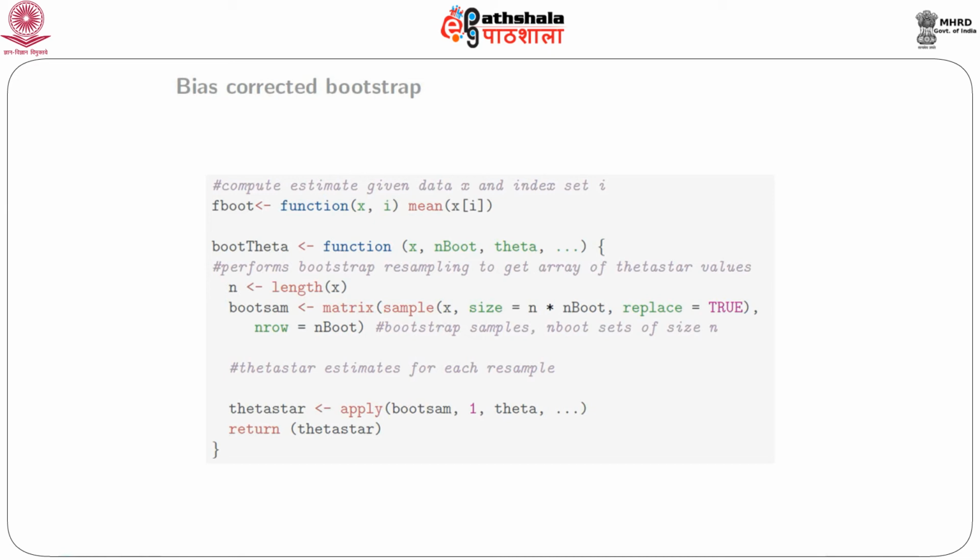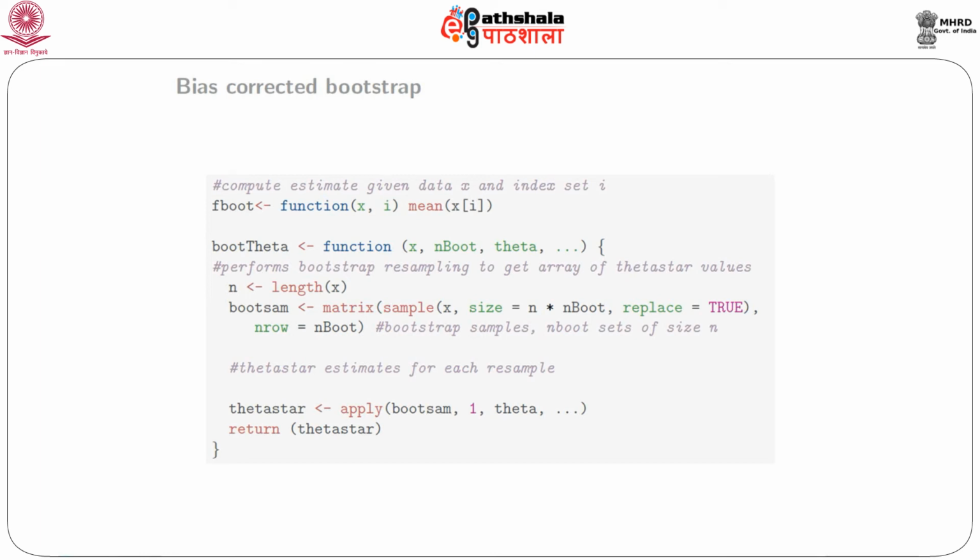For the bias corrected bootstrap, we define a function called f boot. Now, f boot computes the estimate given data x and index set i. So, what does f boot do? f boot is a function of x, i: the mean of x[i]. Now, what is boot theta? Boot theta is a new function that we are creating, and it takes the arguments x and n boot, theta.